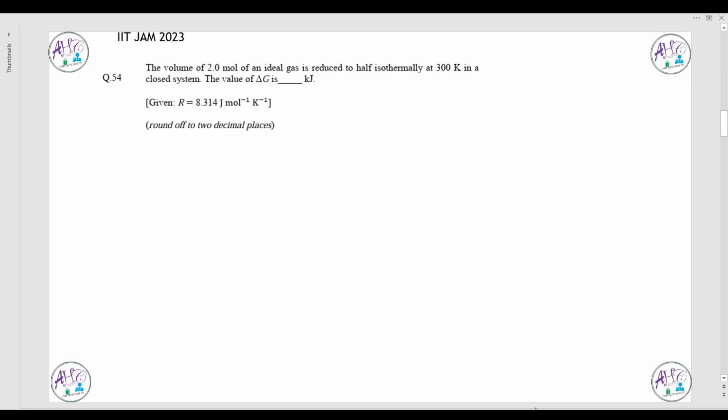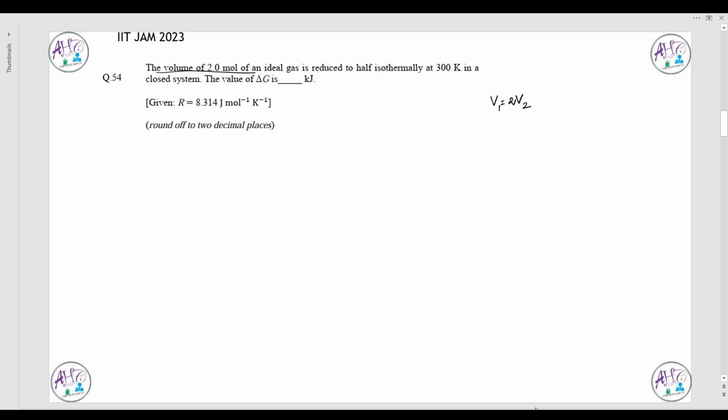இங்க என்ன கேட்டிருக்காங்கன்னா, the volume of 2 mole of an ideal gas is reduced to half isothermally at 300 Kelvin in a closed system. Okay, ஸோ இங்கே என்ன பண்ணியிருக்காங்கன்னா வால்யூமை வந்து ரெடியூஸ் பண்ணியிருக்காங்க. Okay, that means your V1 is equal to 2V2.